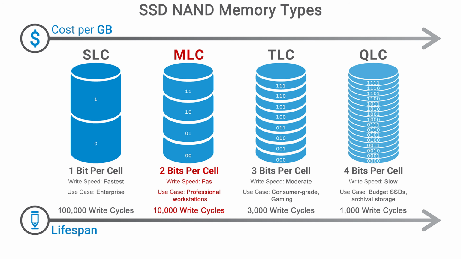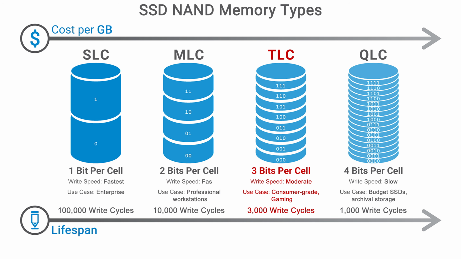Multi-level cell, MLC, stores 2 bits per cell. MLC strikes a balance between performance and capacity. It delivers good performance, offers a respectable lifespan of up to 10,000 write cycles, and is more affordable than SLC. Disadvantages: higher cost compared to TLC and QLC, and reduced durability when compared to SLC.